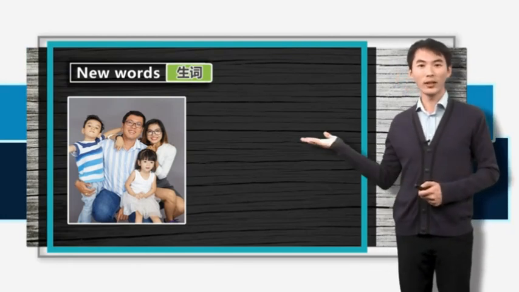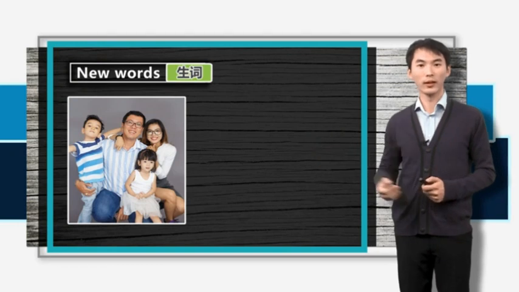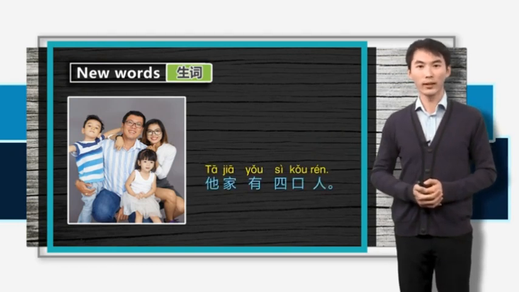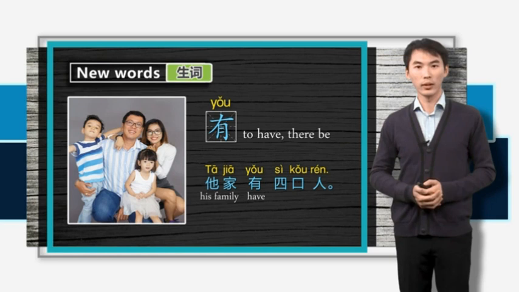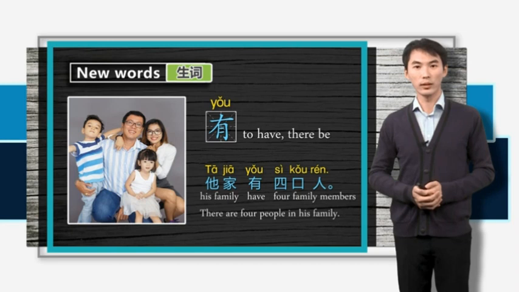Let's see. How many people are there in his family? We can answer this question by 他家有4口人. Here, 他家 means his family. 有 is a new word. It means to have, there be. 跟我读有。And 4口人 means 4 family members. So together, 他家有4口人, which means there are 4 people in his family.